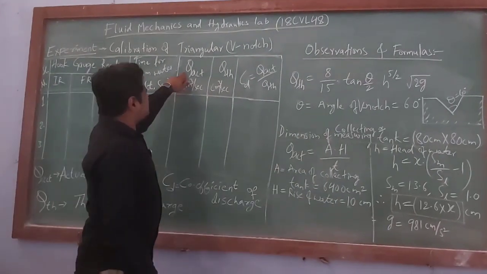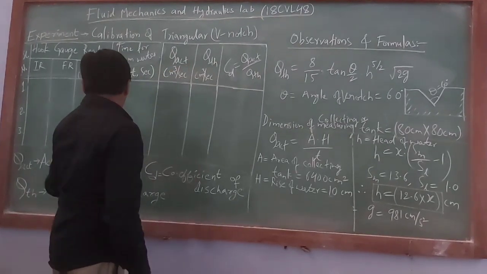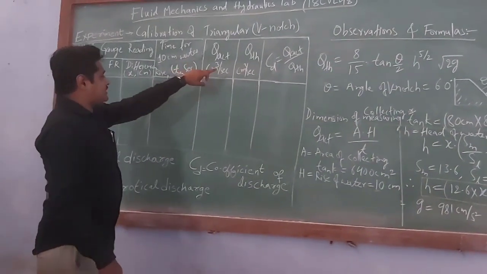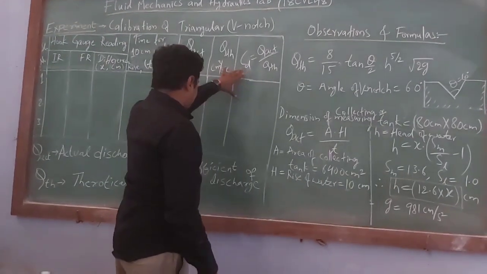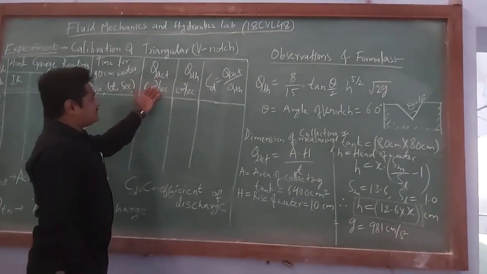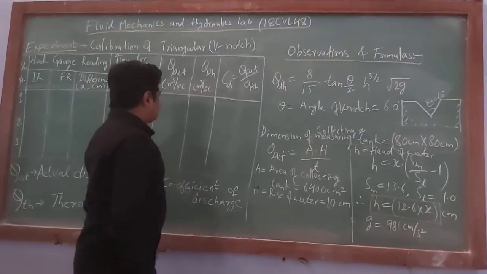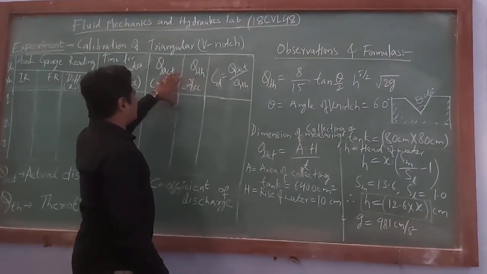So next is Q actual, Q theoretical. Q actual is nothing but actual discharge. Q theoretical is the theoretical discharge. You will be finding out CD, that is coefficient of discharge. It is nothing but the ratio of Q actual by Q theoretical. So these are the observations and formulas where you will be finding out Q theoretical and Q actual.